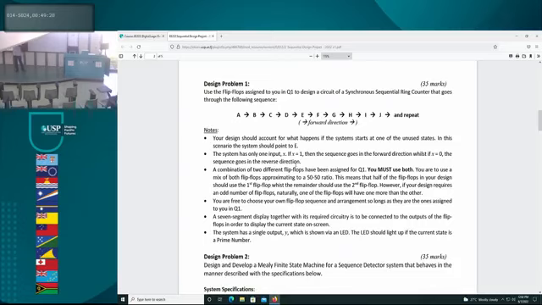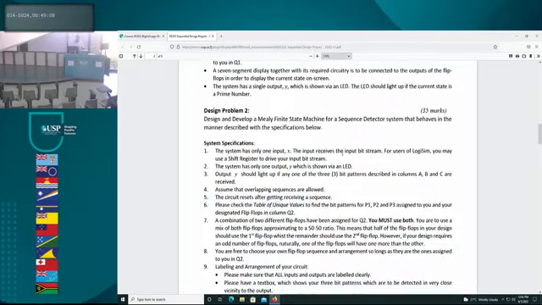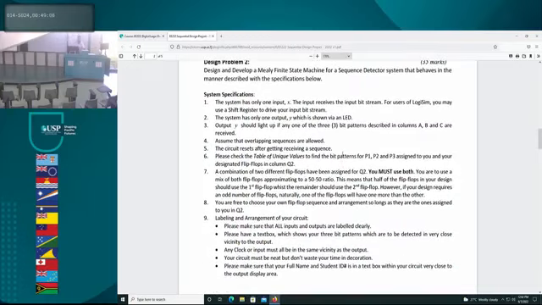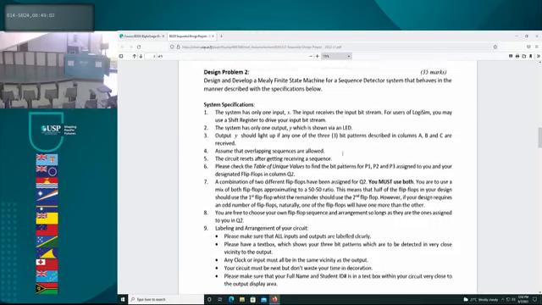The behavior of the system is given, and you've got to work backwards to find what the circuit looks like. Question 2 is also a design problem, all right?